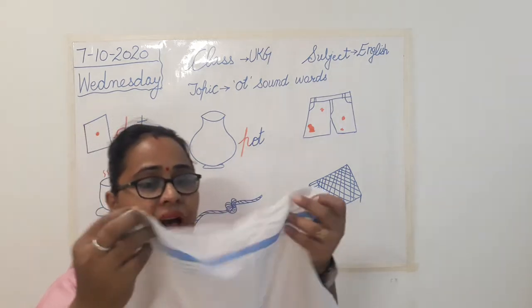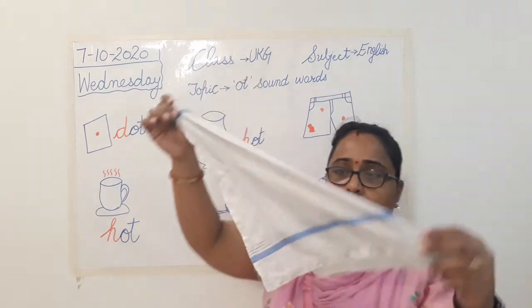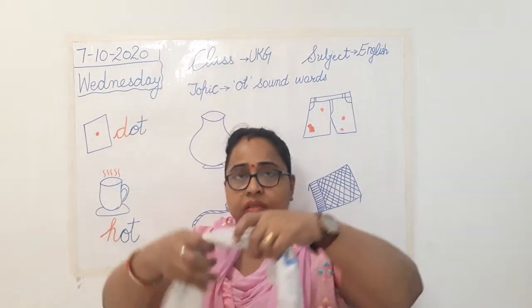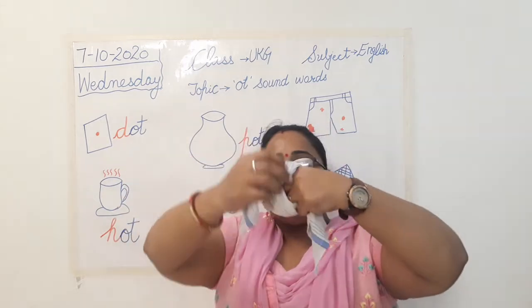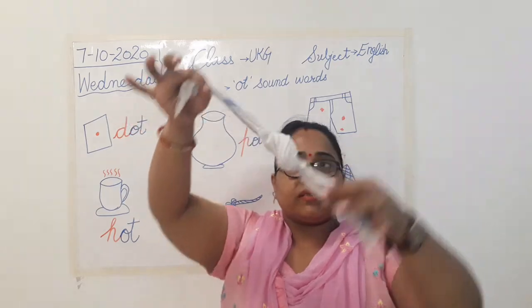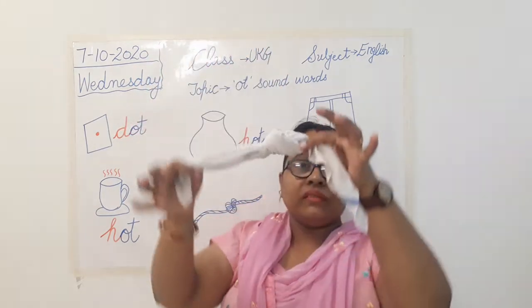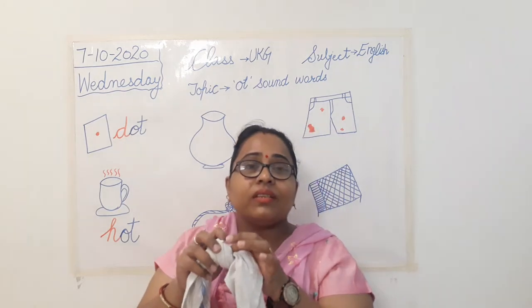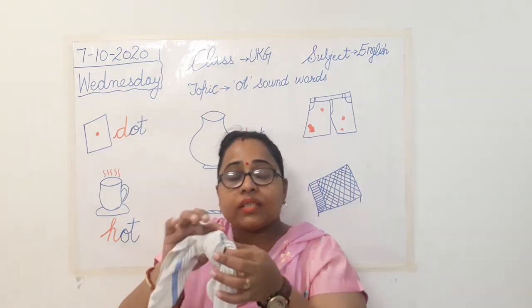So can you see I have a hanky with me? It's a big piece, it's a hanky I have. So what I'm doing is, just see, I am making something in it. Now tell me, what is this? What I have done here? I have made a knot. What is this? Knot. Knot means gaant lagana.